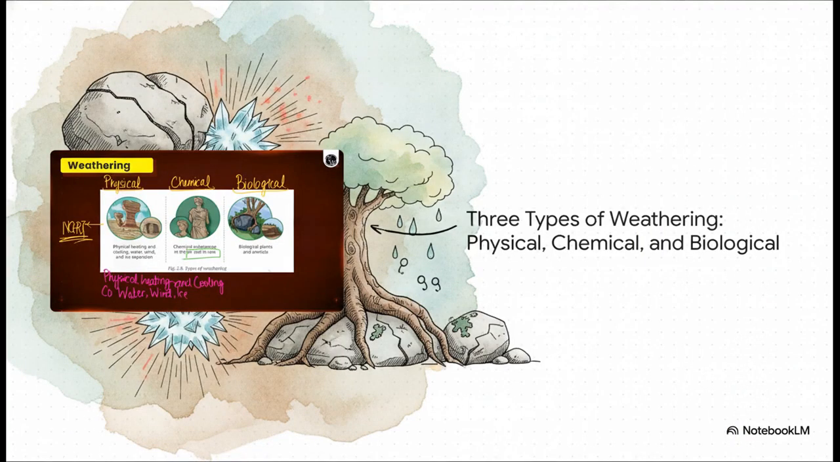There are 3 main ways this breakdown happens. First, physical weathering. This involves structural forces, like extreme temperature changes making a rock expand and contract, or water freezing inside cracks and expanding like a wedge. Second, chemical weathering. This happens when minerals in the rock react with water, air, or acids in the rain, which literally changes the rock's chemical composition. And finally, biological weathering, which is entirely driven by living things.